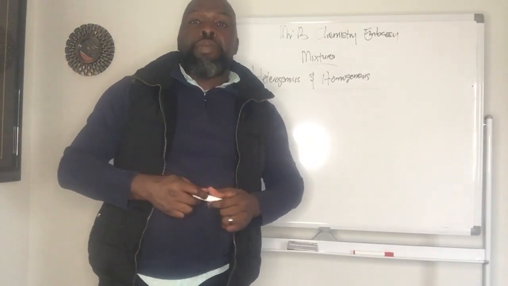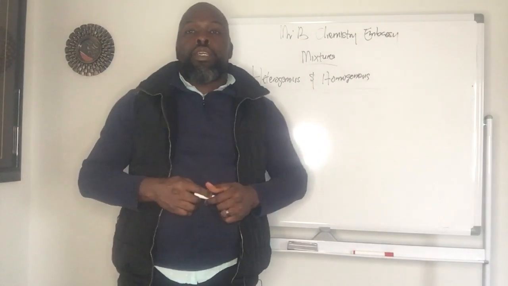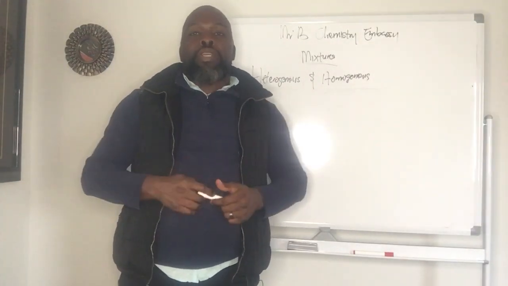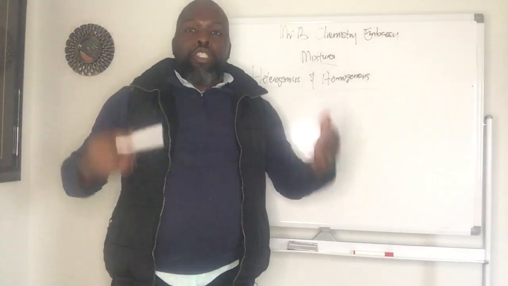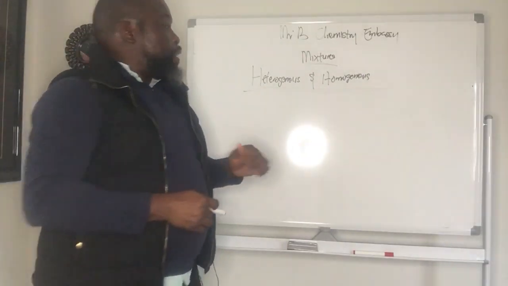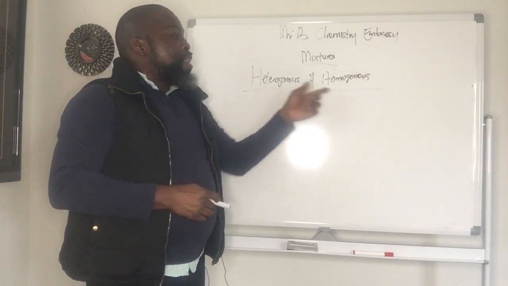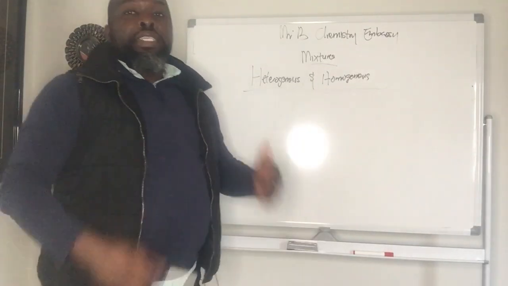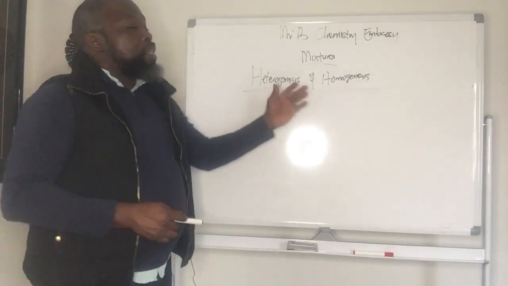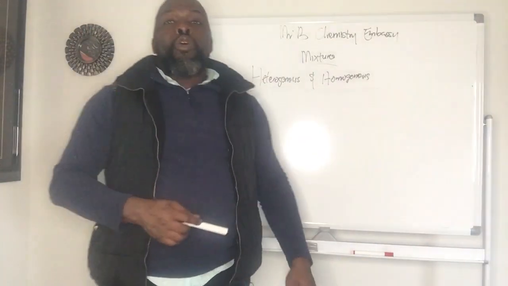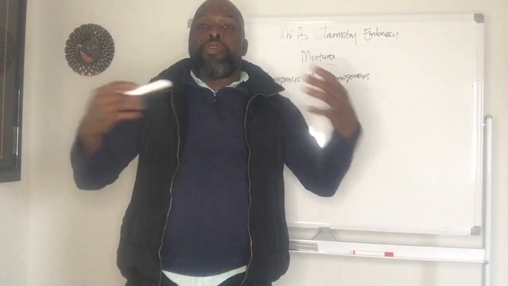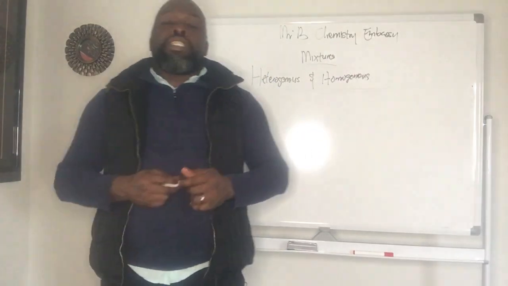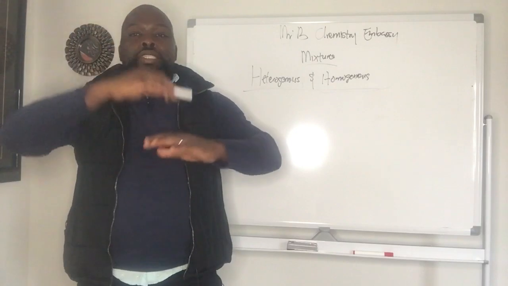So what is a mixture? A mixture is a combination of two or more things. When you combine two or more things together, for them to mix, it's called a mixture. And like I said, in mixtures we have hetero and homogeneous mixtures. So what is the major difference between heterogeneous and homogeneous mixture? Heterogeneous mixture means when you mix two things together, it's not going to become one. So you will notice the difference between the layers.